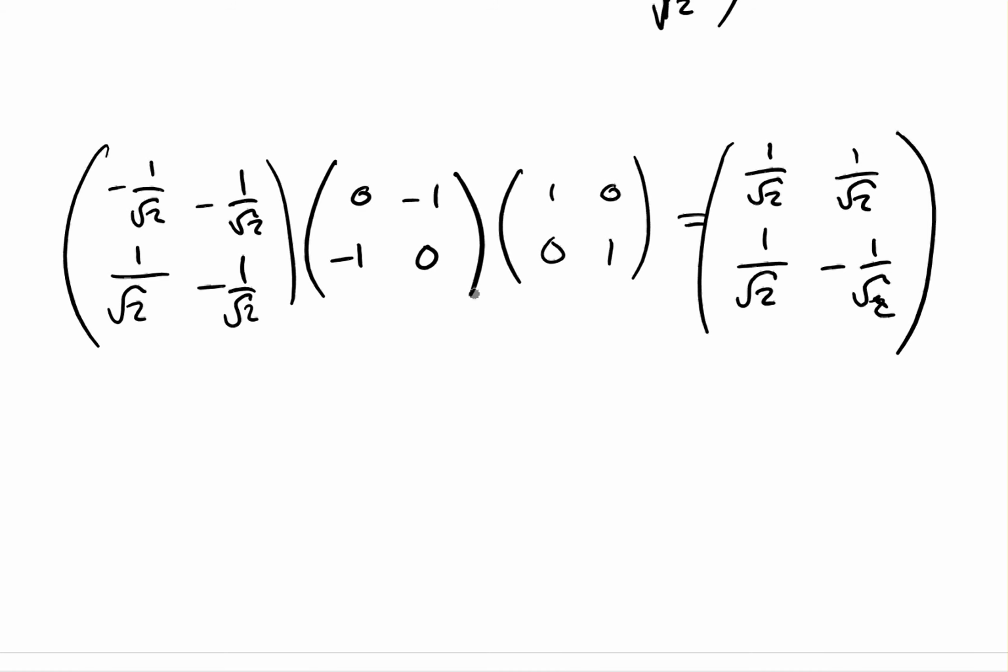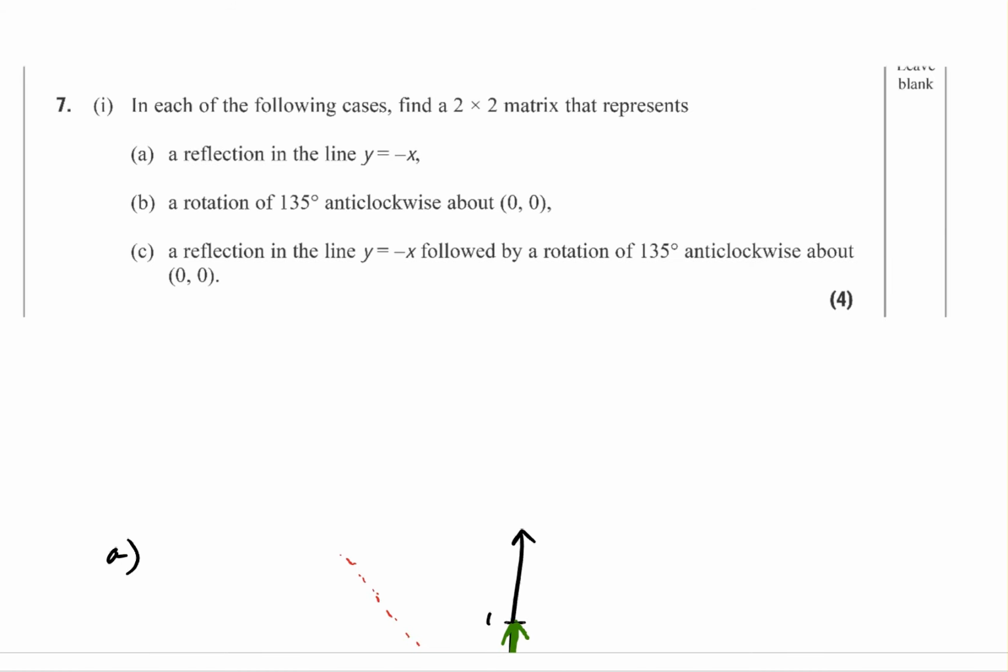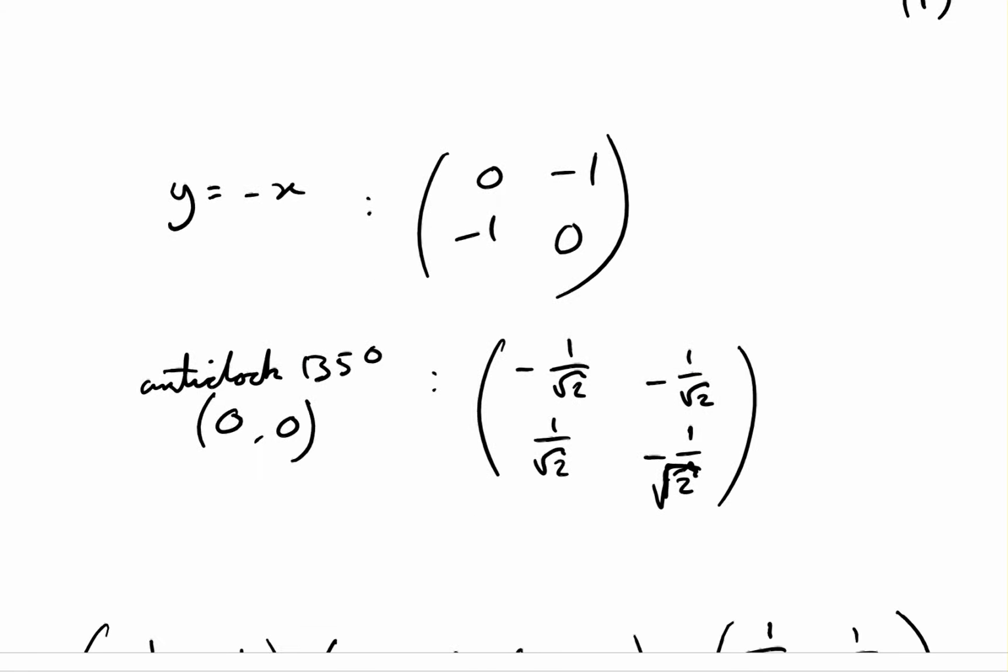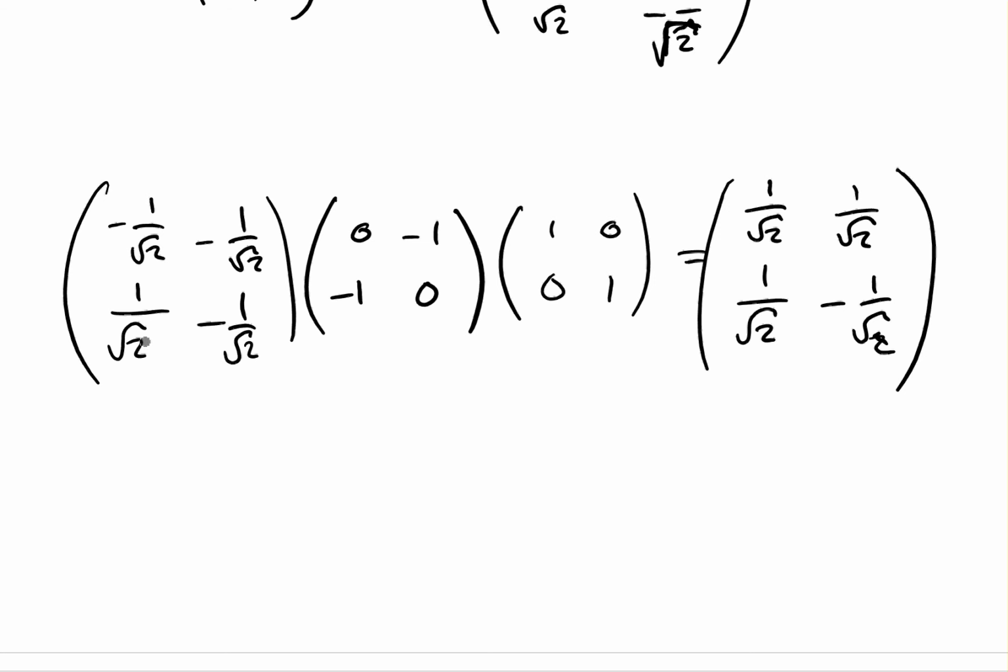Because look at what the question says: the reflection first, then the rotation. If it was the rotation first, then the reflection, you would do it the other way round, and the 0, negative 1, negative 1, 0 would come first. But it's not. It's almost like you work outwards in the order in which you do them. So the outermost one is the last transformation that you do.